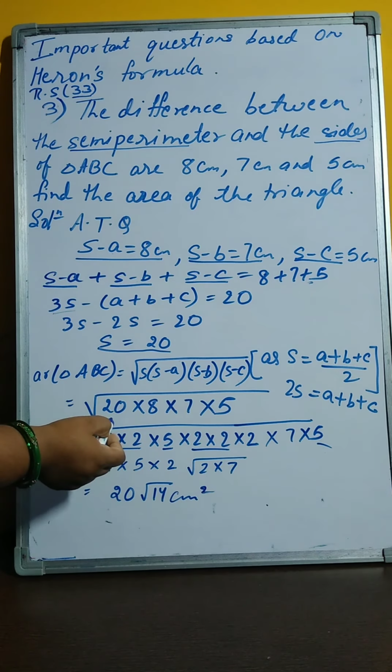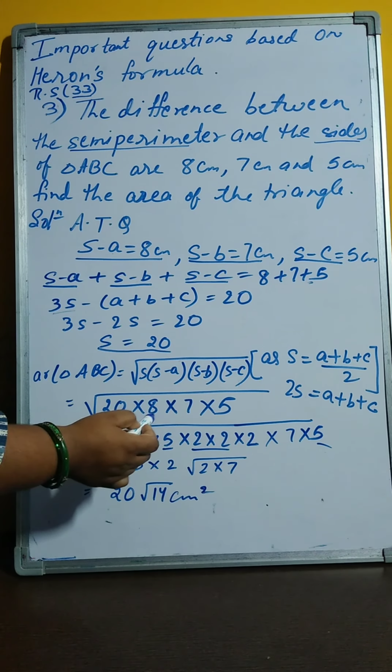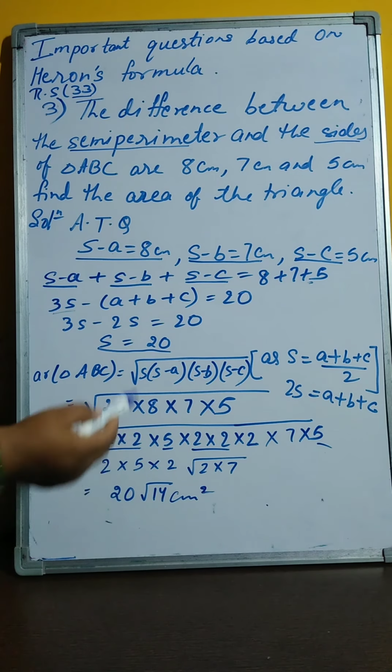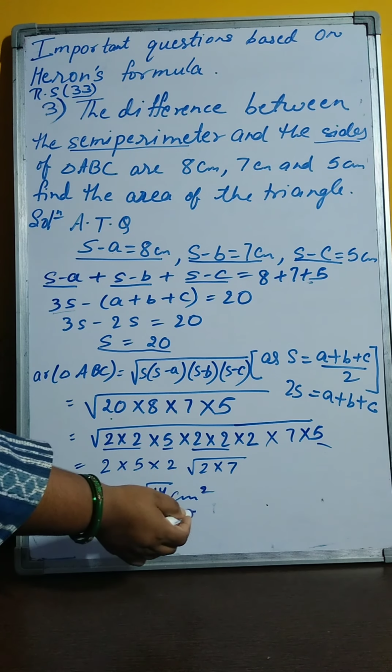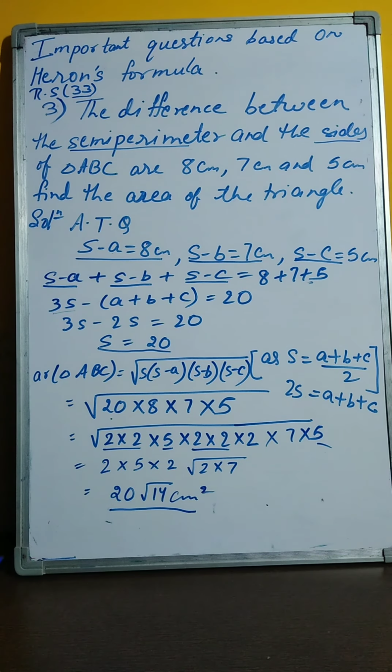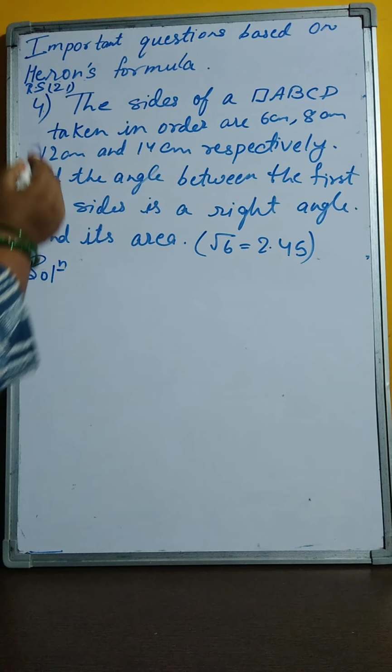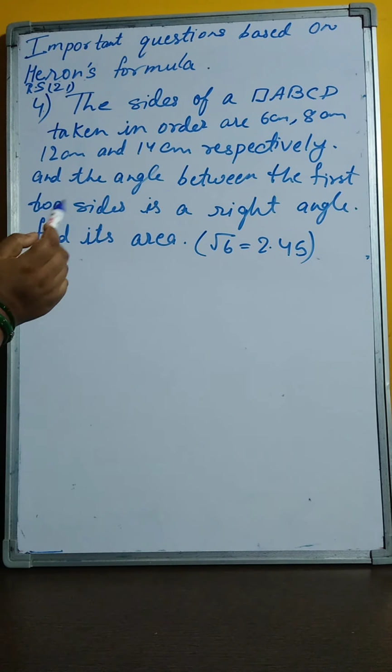So we have 20 as we have calculated 8 into 7 into 5. When we calculate, it is coming 20 √14 centimeter square. Now we are going to discuss RS Agarwal book question number 21.